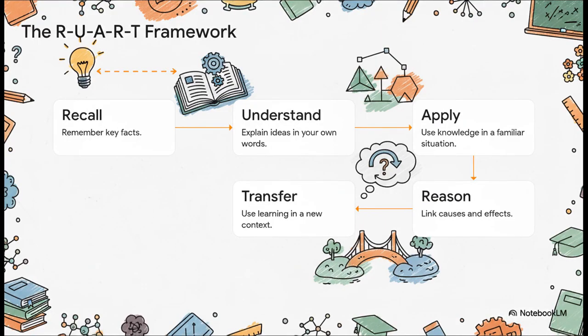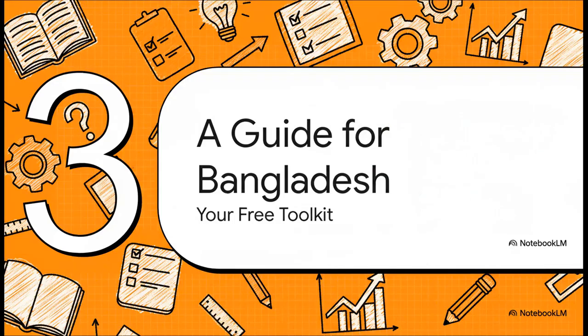So how do we actually build that staircase? Well, we can use something called the RUART framework. It's a really simple 5-step model for thinking that makes sure your questions follow a logical path, starting with simple recall, moving to understanding, then applying, reasoning, and all the way up to transferring that knowledge to a brand new situation.